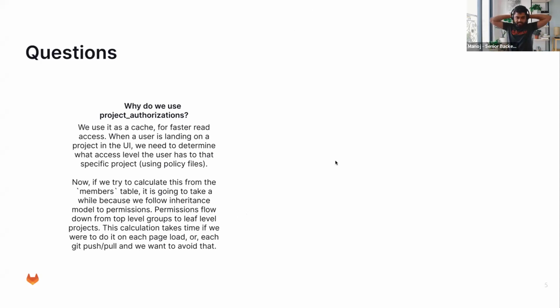So the question that can come up at this point is why do we use project authorizations? The reason is we use it as a cache because we want the pre-computed value to be always there. Otherwise, you add somebody as a member to a project, and if you compute via the members table, it takes a lot of time because that computation is hard and expensive. So we already pre-compute the access level that a specific person has to a project, and we store it in the project authorizations table. That is why we have project authorizations.